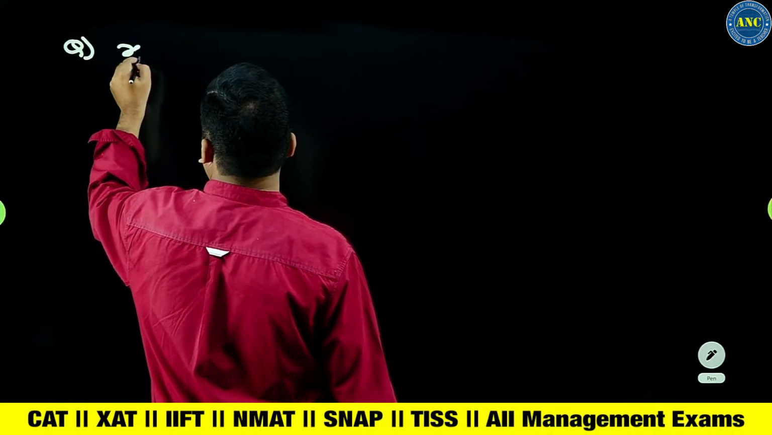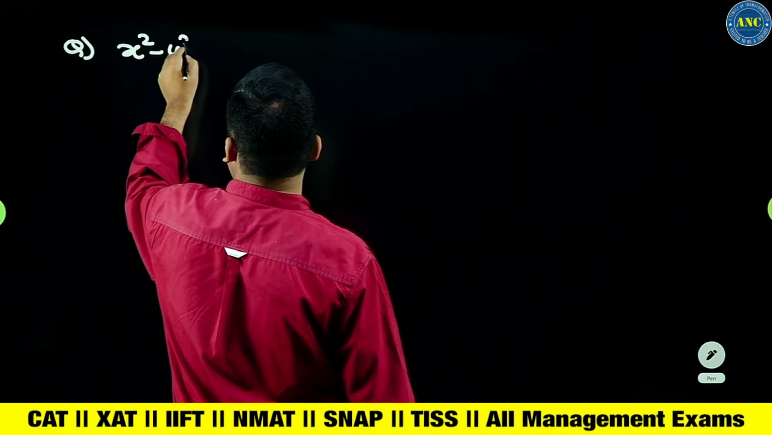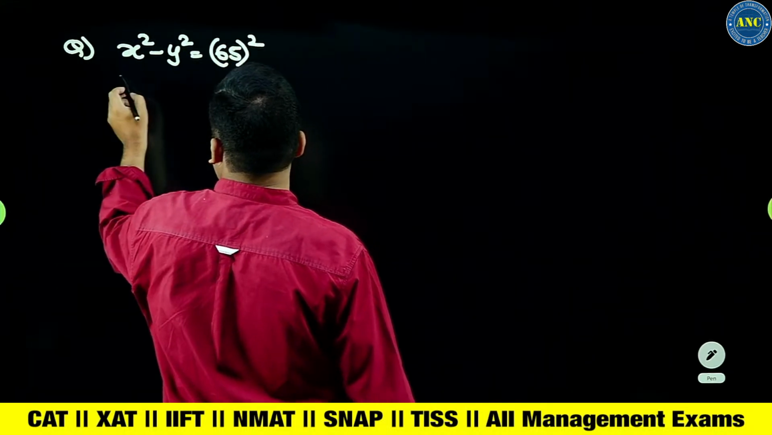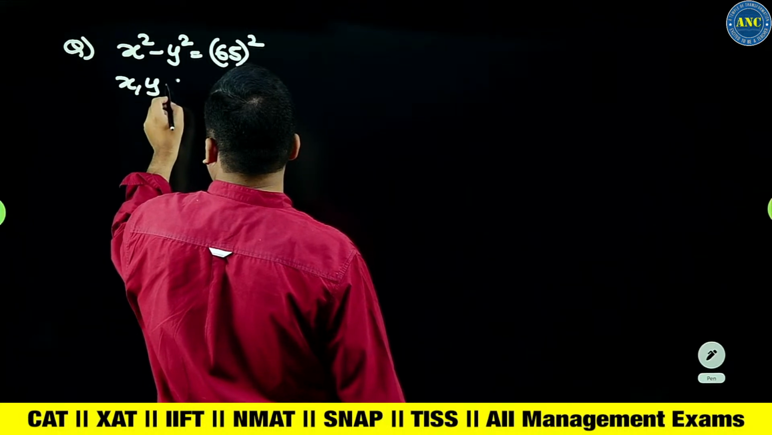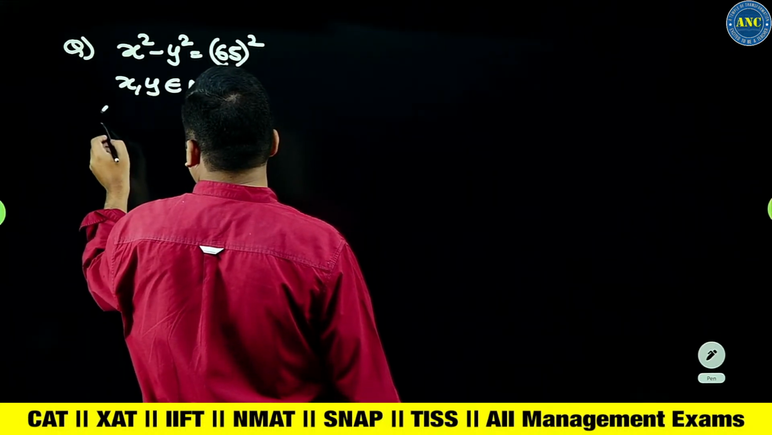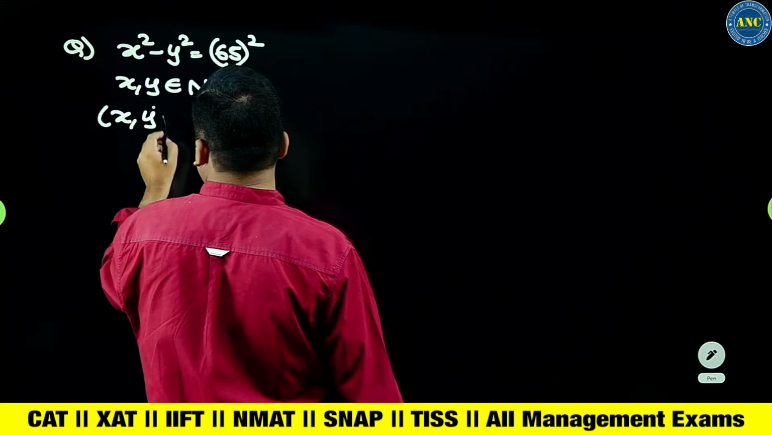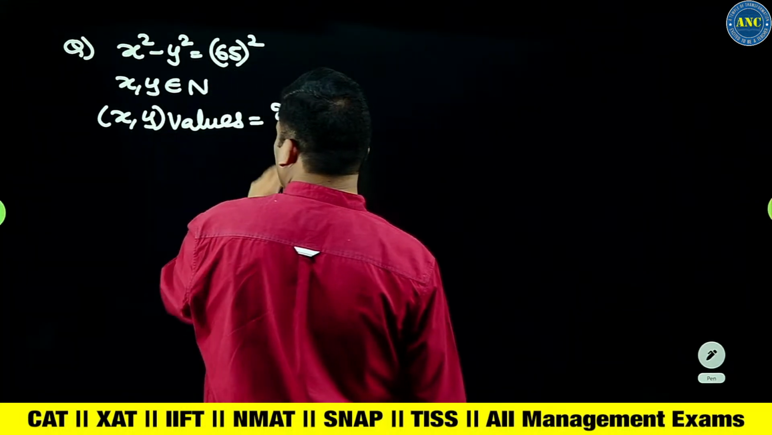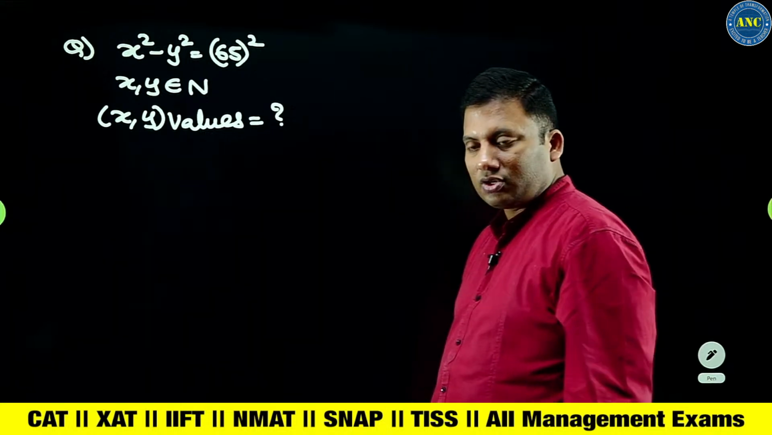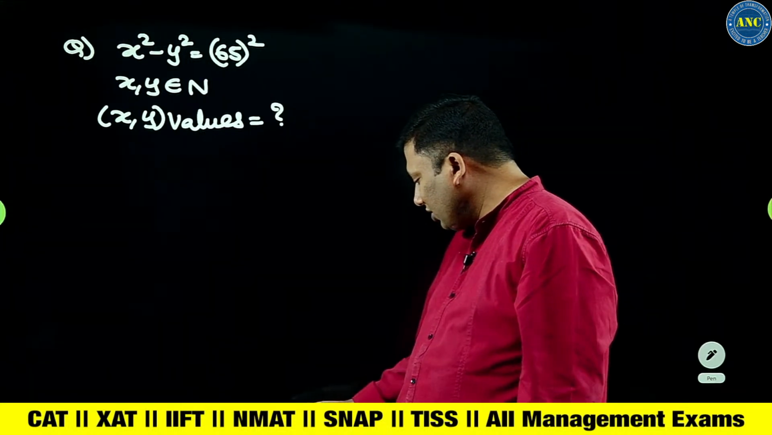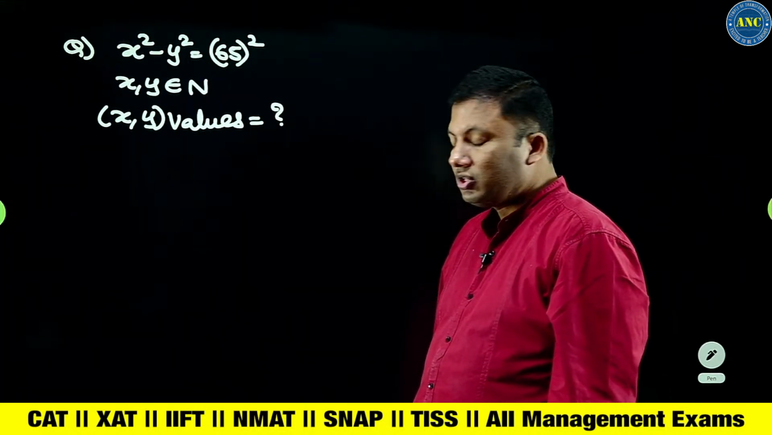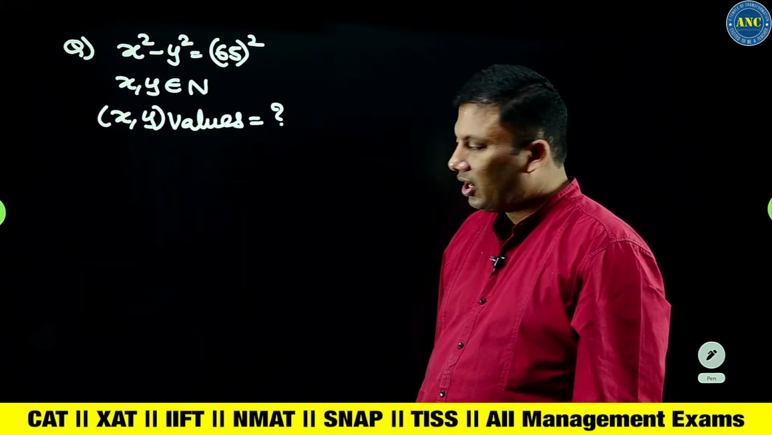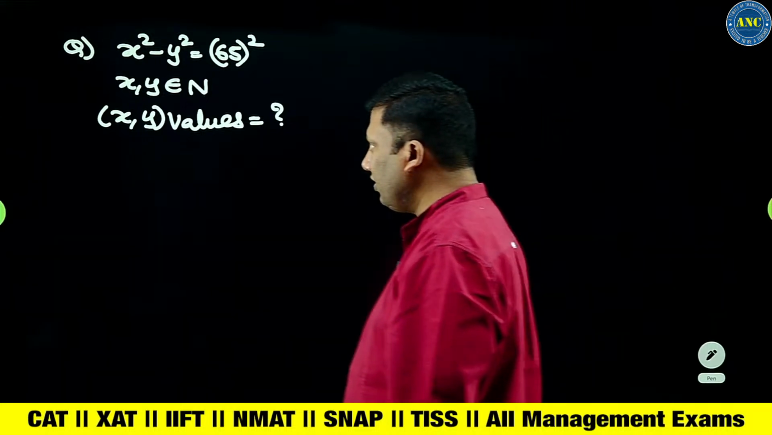Question: x square minus y square is equivalent to 65 whole square. x and y are natural numbers. How many values will x, y take? Please read the question. x square minus y square is equivalent to 65 whole square, x and y are natural numbers. How many values will x, y take?